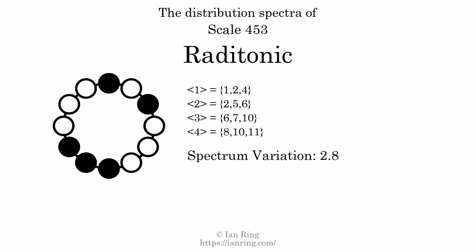The spectrum variation is the sum of all the widths, divided by the number of tones. The spectrum variation of this scale is 2.8. Since the variation is greater than 0, this indicates that the scale is not perfectly even. The highest spectrum width is 4. Since this is greater than 1, we know that this scale is not maximally even.